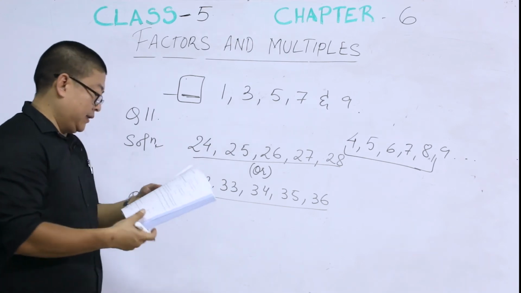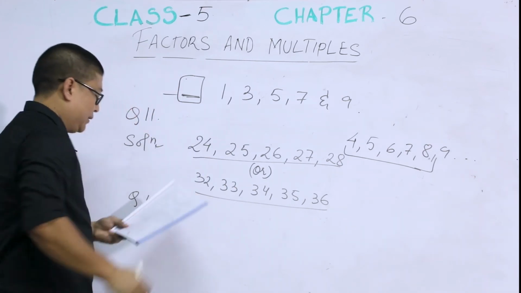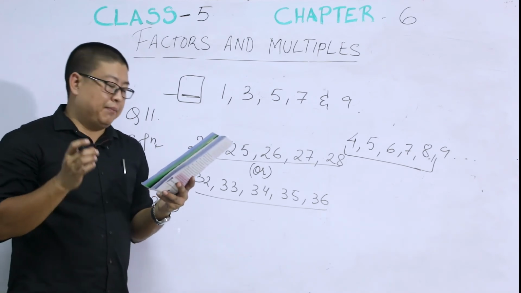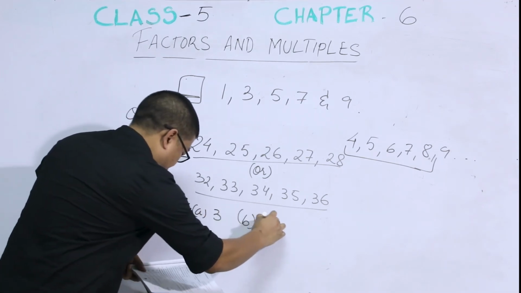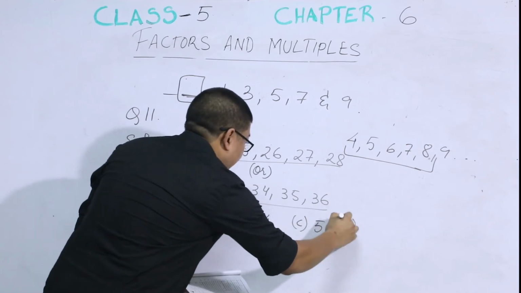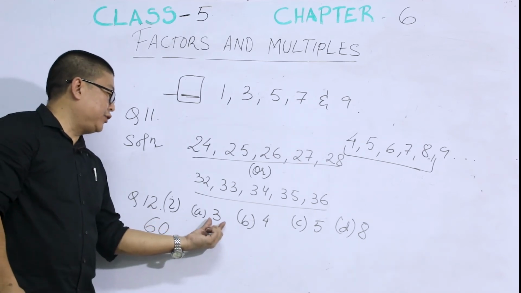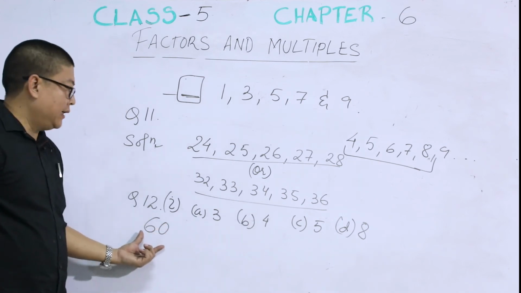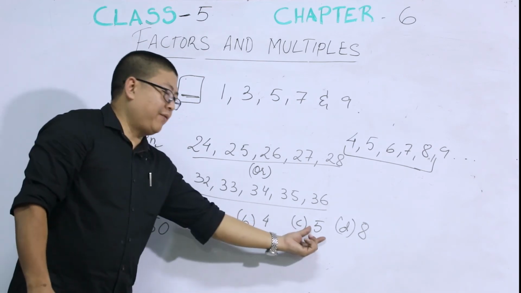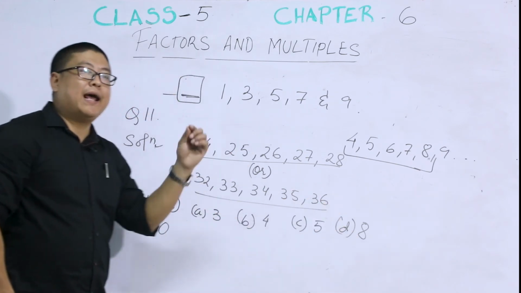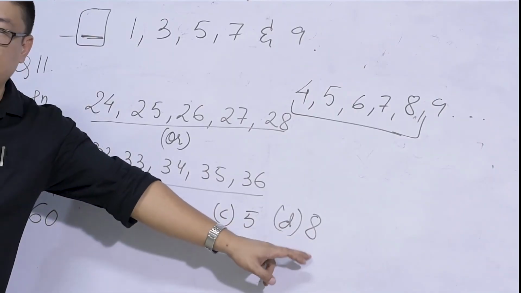Question number 12 is quite simple. It's choose the correct answer. So I'm simply going to write the answer here. Question number 1, 60 is not a multiple of. Now, they have given us the options A 3, B 4, C 5, D 8. If you multiply 3 into 20, you get 60. 4 into 15, you get 60. 5 into 12, you get 60. 8 into any number, you don't get 60 anywhere. So 60 is not a multiple of 8.